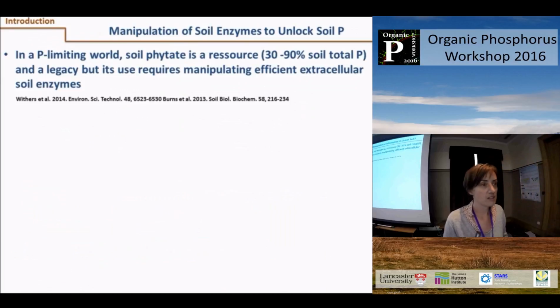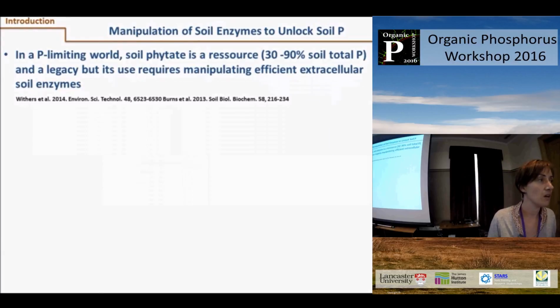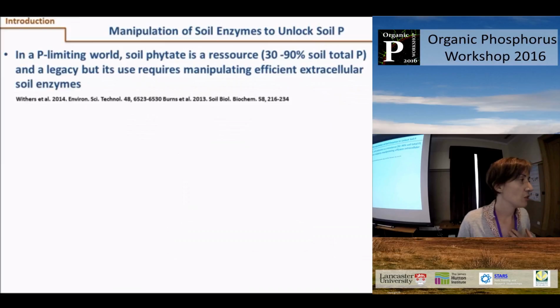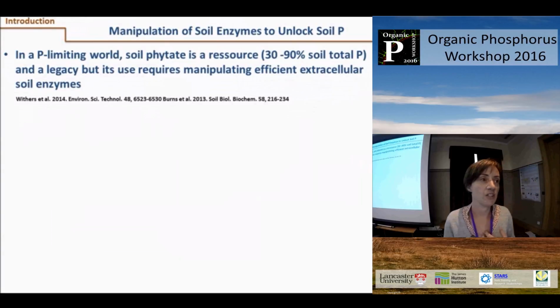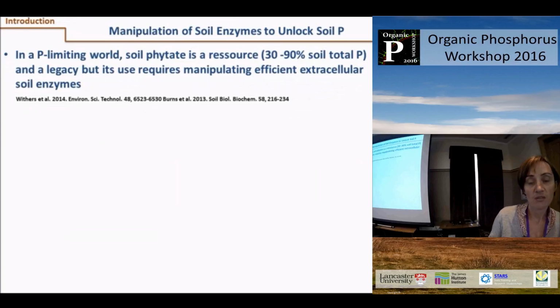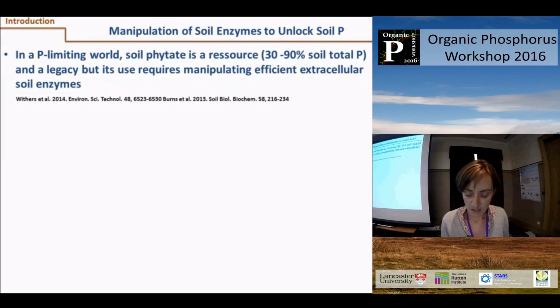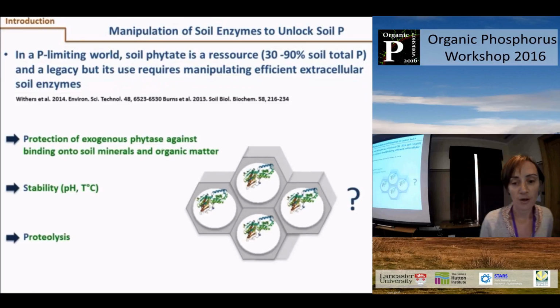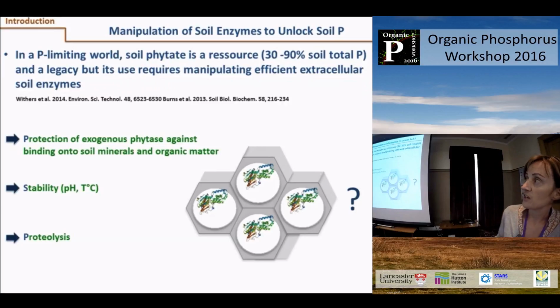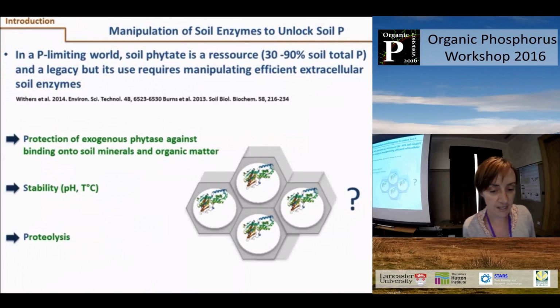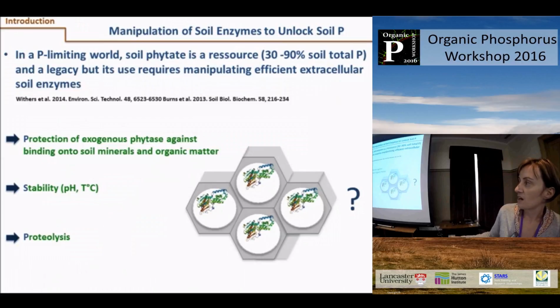So in the context of resource scarcity and the need for phosphorus resources to meet people's needs, we should consider the application of nanomaterials as another alternative for crop nutrition, in addition to those we have discussed in this workshop. And we focus on phytate because phytate is an important source of phosphorus. But its use requires manipulating efficient extracellular soil enzymes, phytases, and those critical points are listed here.